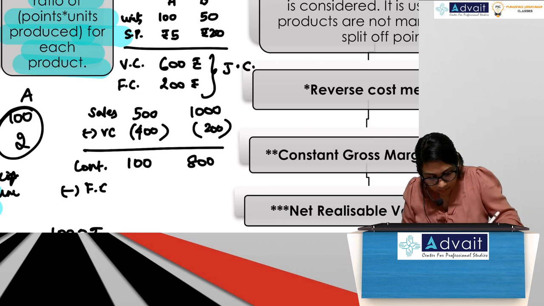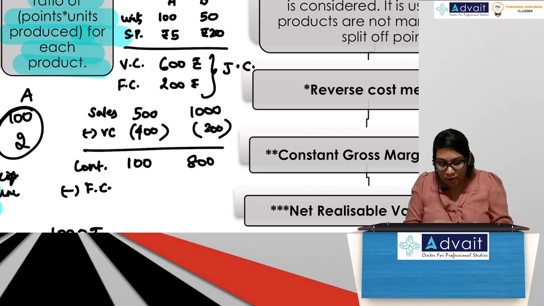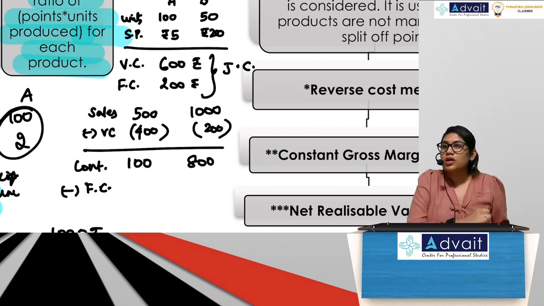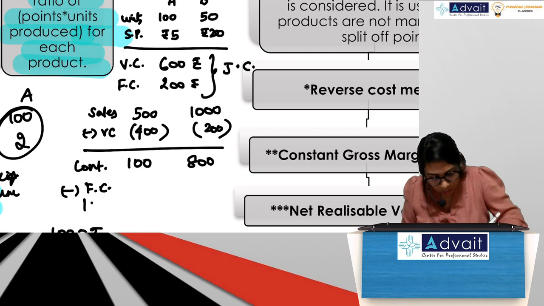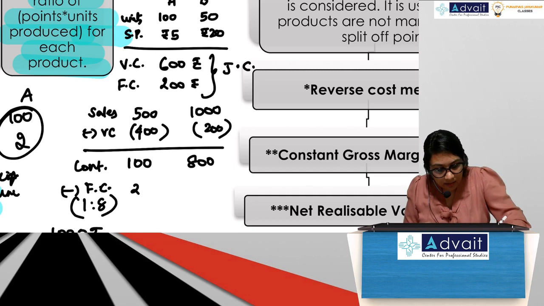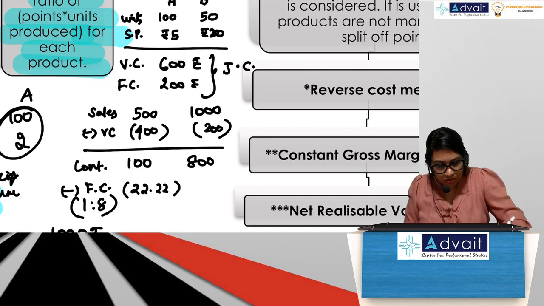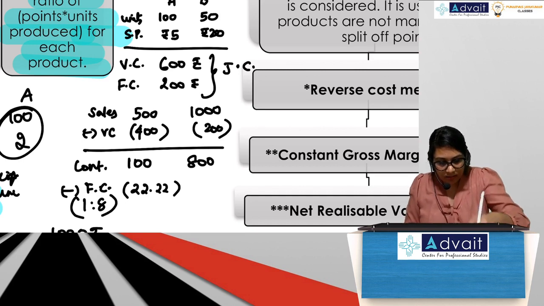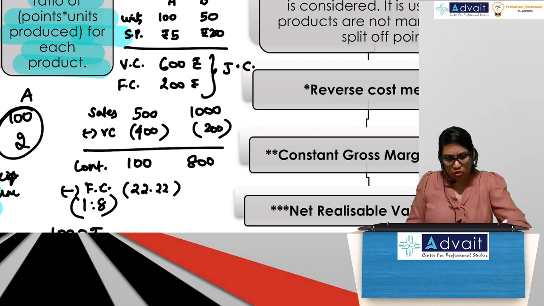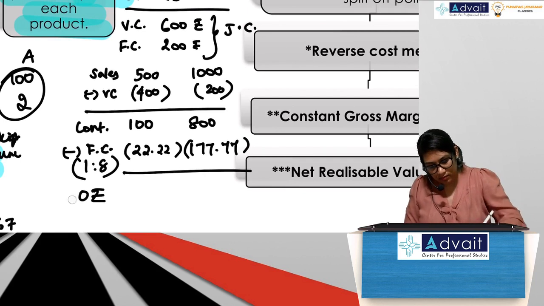Minus fixed cost. Fixed cost they have given 200. This 200 has to be apportioned between A and B in what ratio? Contribution, which is 1:8. How much do you get? 22.22. And how 77? 200, no? 177.77. So this is my profit.